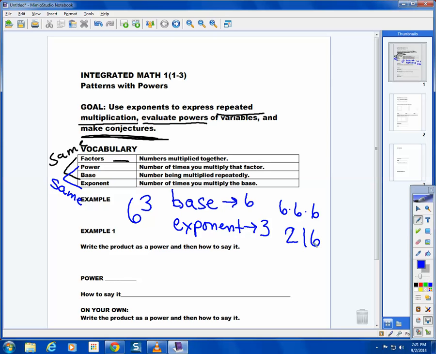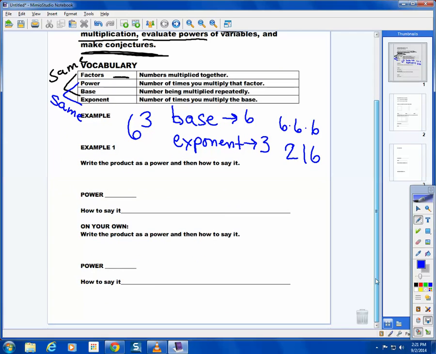Okay. All right. Well, let's try an example quickly. I think that the first part of this you're really going to roll through. I think the second page is where we're going to see some new things that these exponents will relate to. But in example 1, it says write the product as a power, then how to say it. Okay, so here's what I'm going to put up here, guys. I'm going to write as an example 2 times 2 times 2 times 2. Okay? So raise your hand if you think you know what this is going to look like as a power.